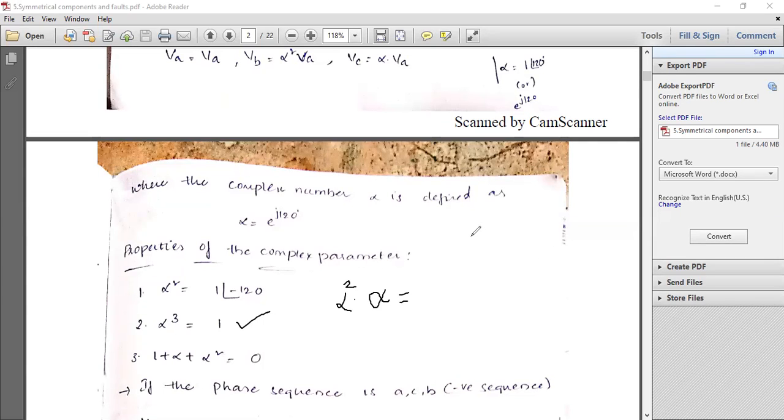Now similarly, 1 plus alpha square. This is also very important. So obviously that becomes 0. You can consider this as a 2 marks question: prove that 1 plus alpha square is equal to 0. Okay. Now you see here.